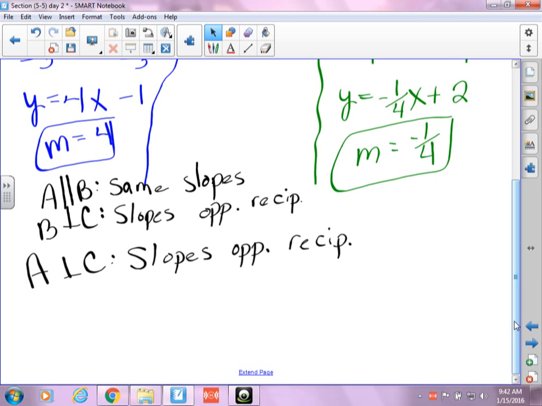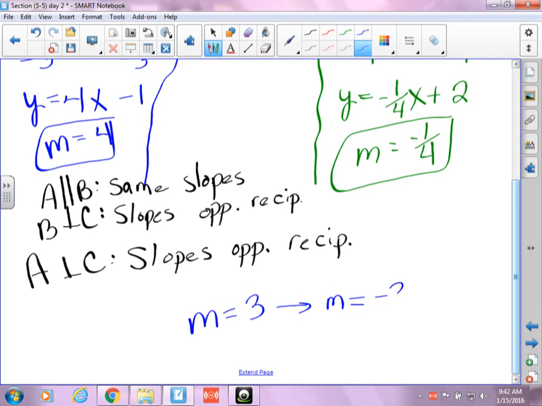Yes, ma'am. So if they're opposite, is it automatically perpendicular? Not necessarily. If I have m equaling 3 and the other one is negative 3, they're not parallel because they're not the same. They're not perpendicular. They're just opposites. They also have to have the flip to them. So if it's 3, then it's 1 over 3. Otherwise they're not perpendicular. They're just going to intersect, because one goes one way and one goes the opposite way. Okay. Any other questions? Awesome. Okay.